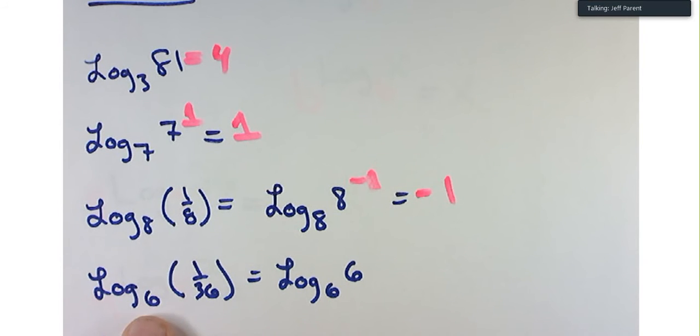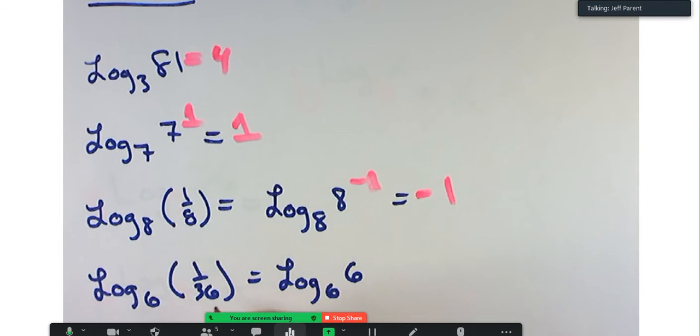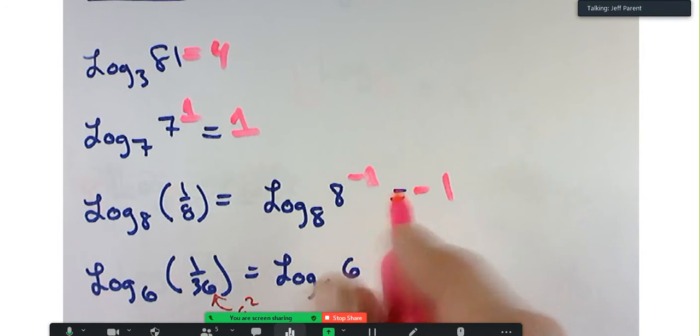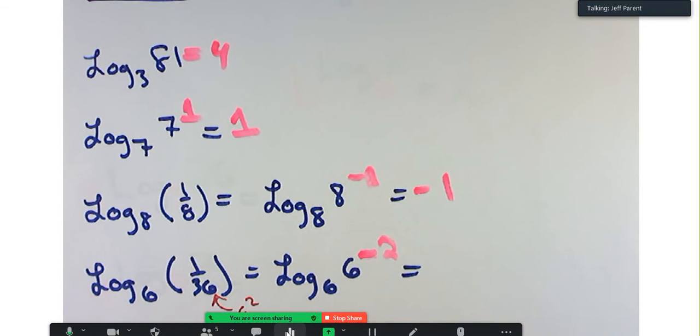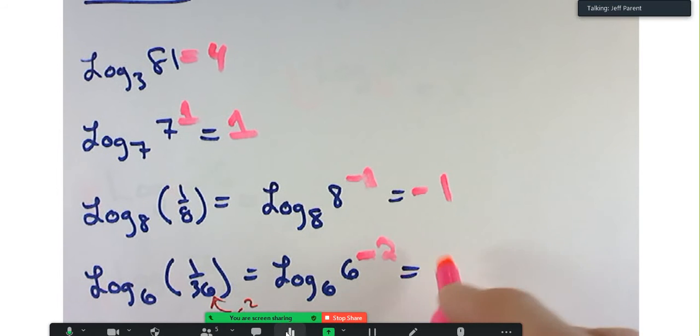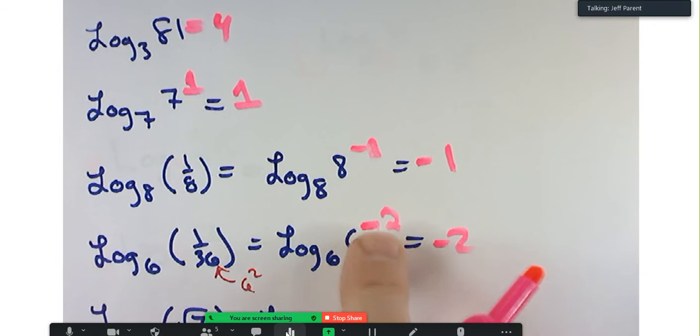How about this one? What power of 6 gives me 1 over 36? Keep in mind that 36 is 6 squared. But if I want that squared term to be in the denominator, I'll write that as 6 to what power? Not 6 to the 2nd power, but 6 to the negative 2nd power. What power of 6 gives you 6 to the negative second power? Well, I'm hoping that you're starting to see a little pattern here. When these things match, what's your answer? The answer is just what's in the exponent.